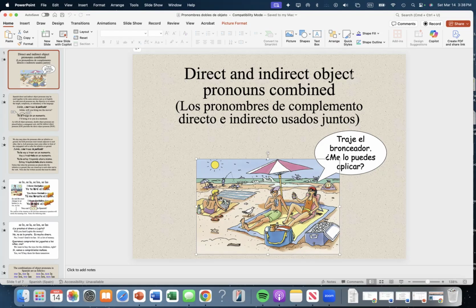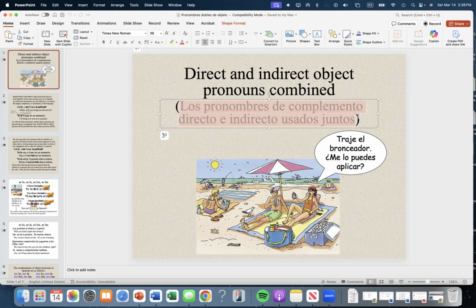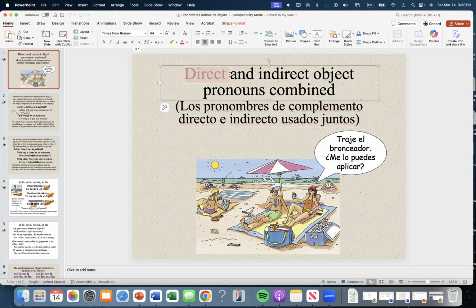Direct and indirect object pronouns combined, los pronombres de complemento directo e indirecto usados juntos. So far, we have learned about direct objects and pronouns and indirect objects and pronouns. The first topic, direct objects and pronouns, was covered in Spanish 1010, lesson 5, I think. So we will have to do some brief review.